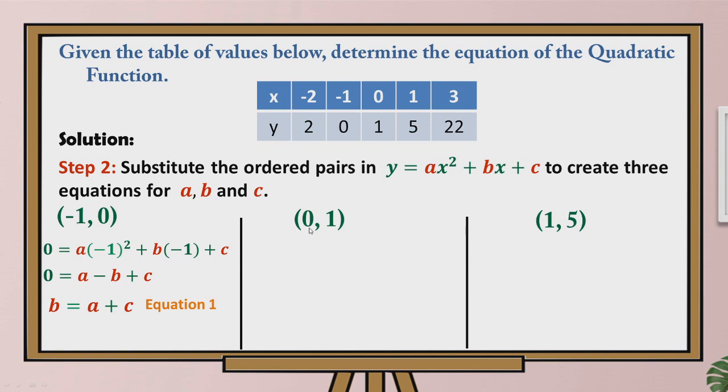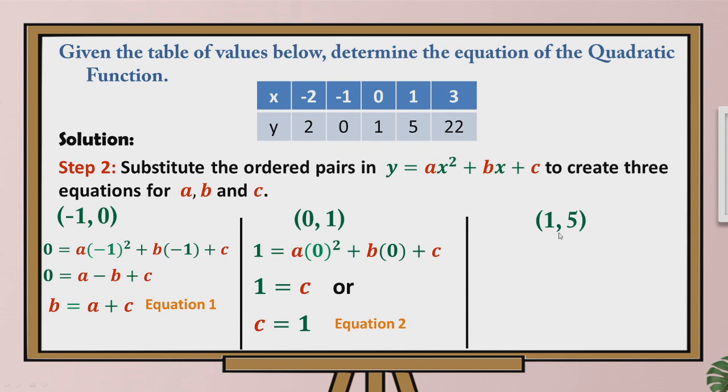Then let's proceed to the second ordered pair which is 0, 1. So 1 will replace y and 0 will replace all the x. So these two terms, the first and the second term, will be equal to 0. Therefore, we will be left with c on this side of the equation. Therefore, c is equal to 1 and this will be our equation 2.